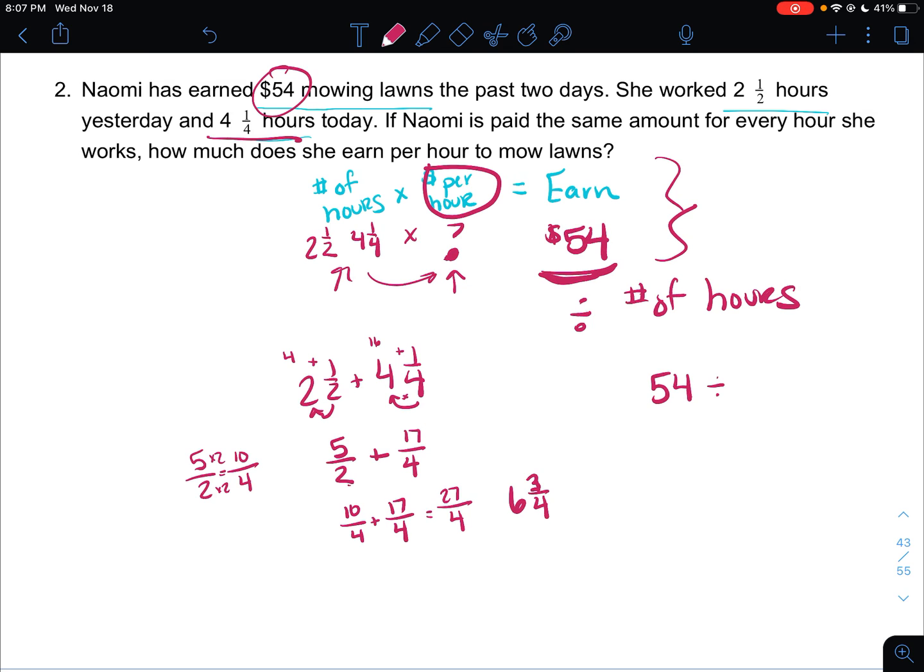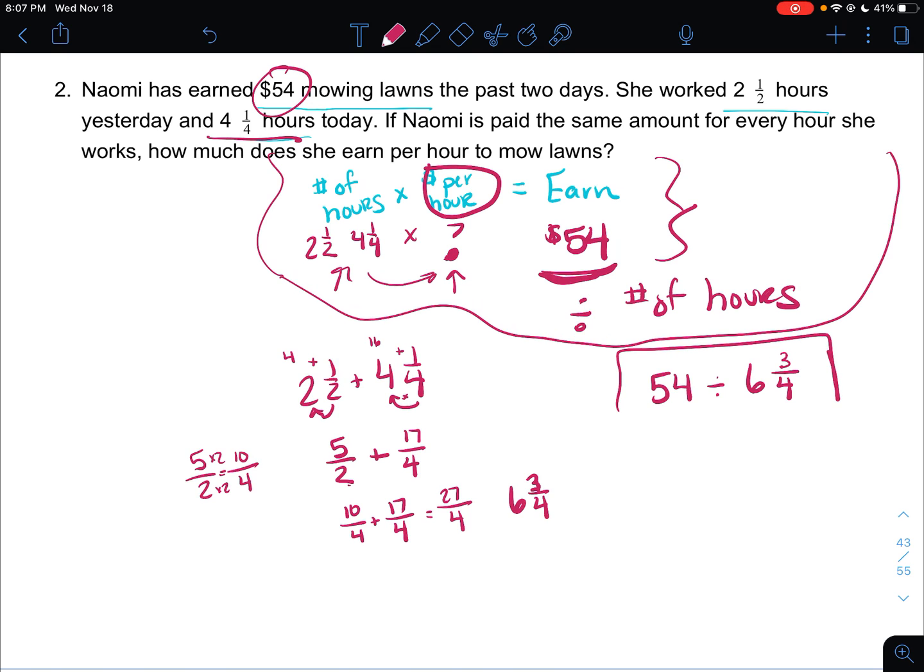So remember how I said that we need to take our earnings, which is $54, and divide by 6 3/4 to figure out how many dollars she earned per hour. If you don't understand all of how I got this, that is okay. This is kind of like a preview for our algebra unit, and we're going to talk about this many, many times later this year. But this is what I want you to focus on: being able to divide 54 by 6 3/4.